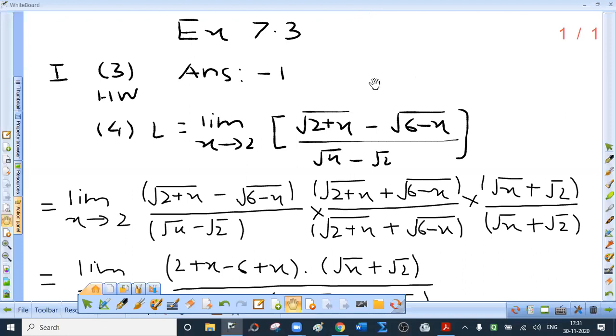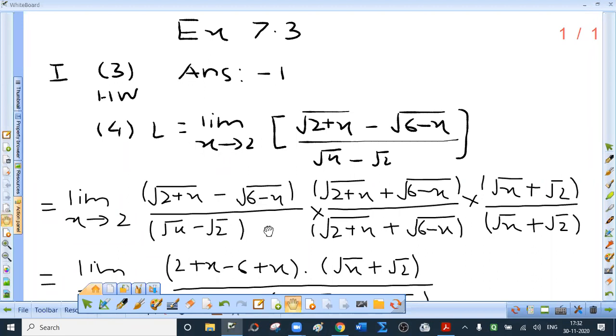Exercise 7.3, first part, third sum. Actually, this is for homework. The answer is -1. We'll be doing the fourth one. Let L be the limit as x tends to 2 of (root of 2 plus x minus root of 6 minus x) upon (root x minus root 2). Can we take the limit in the first step? No. We get 0 by 0 form.